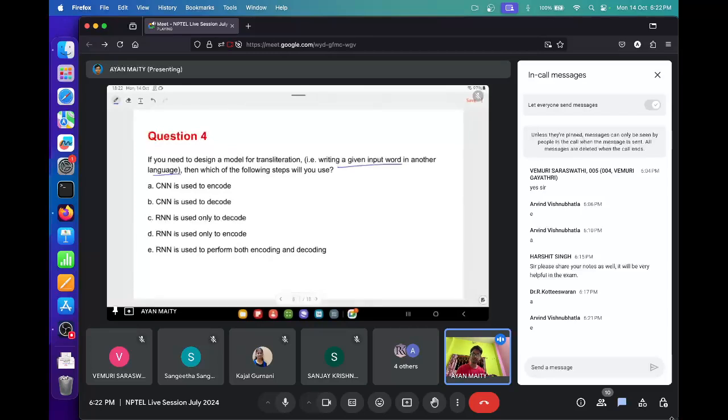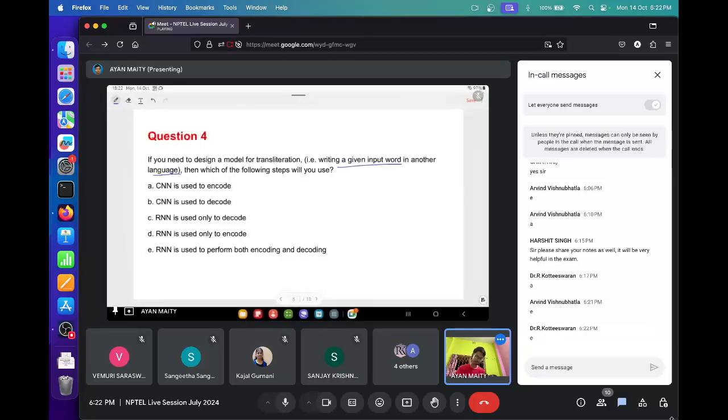Arvind Vishnu Vartla says option E. Okay. Dr. R. Kotishwaran says option E.